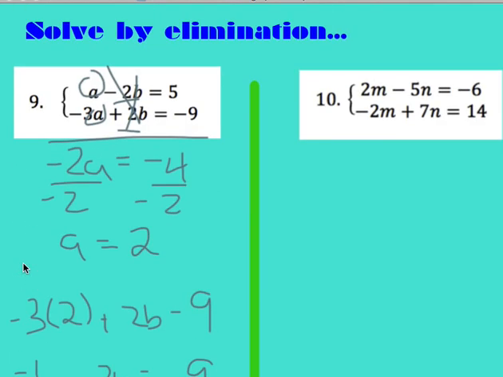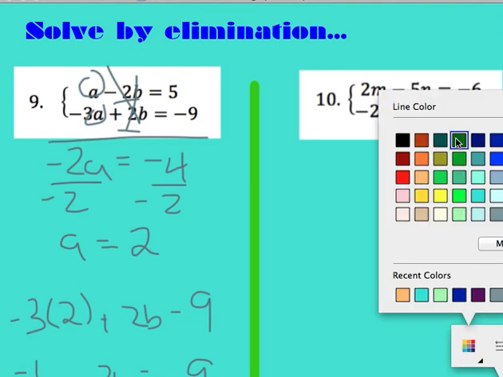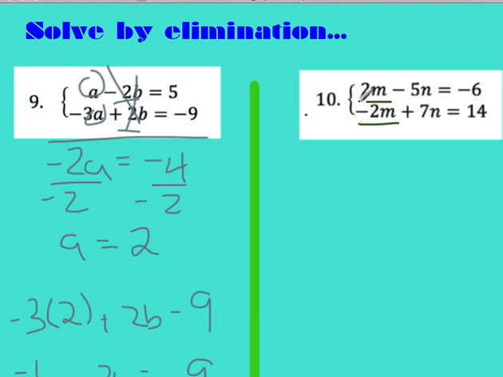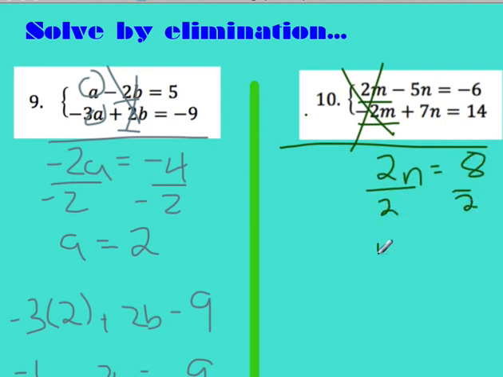Lastly, let's take a look at number 10. For number 10, I noticed that we already have opposite signs, same number on the m. So that means I can add down the columns because those m's are going to cancel out. So negative 5n plus 7n is 2n. Negative 6 plus 14 is 8. Then I can go ahead and divide both sides by 2, and I get that n is equal to 4.